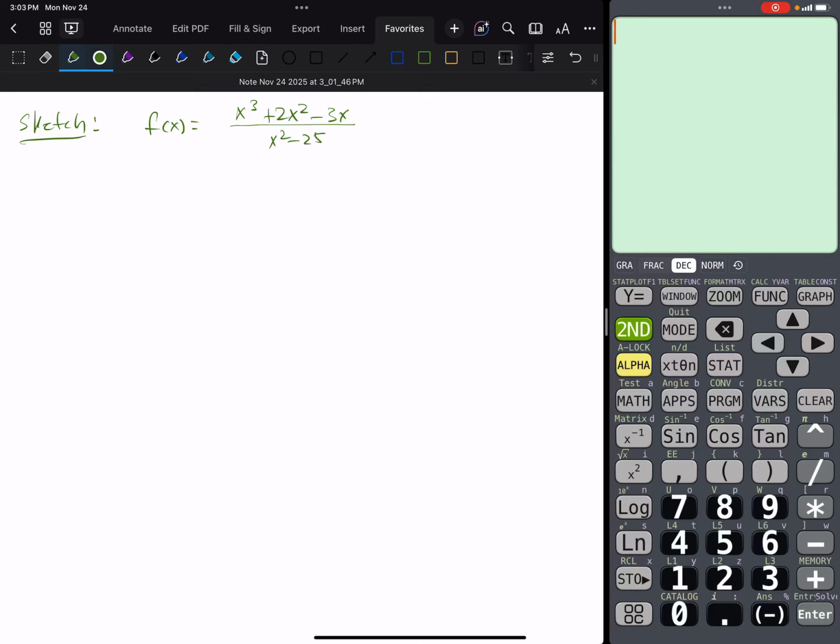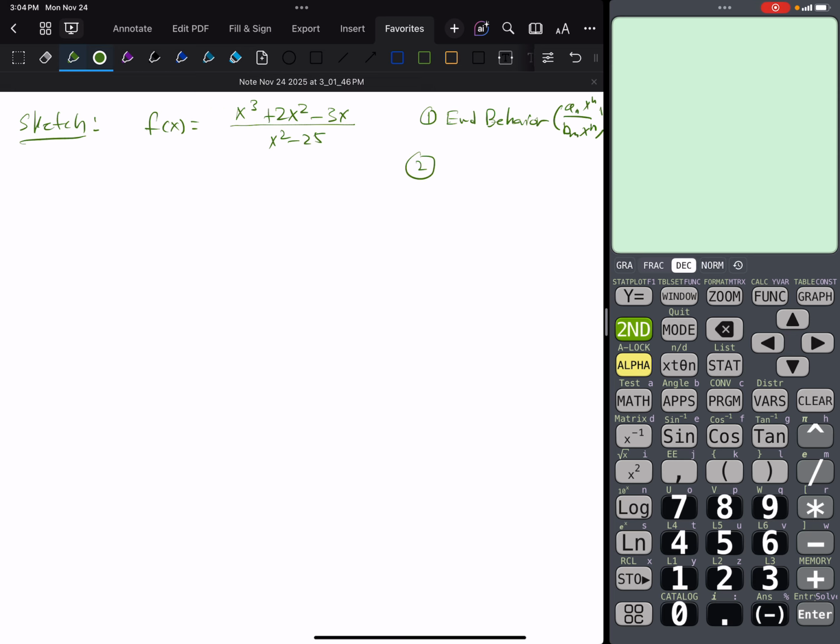Okay, let's do another example. This time a little bit different result of sketching our rational functions. So we still have the same four things that we're looking for. We still have to find end behavior, which is that ratio of leading terms. So it'll be that a sub n x to the n over b sub m x to the m.